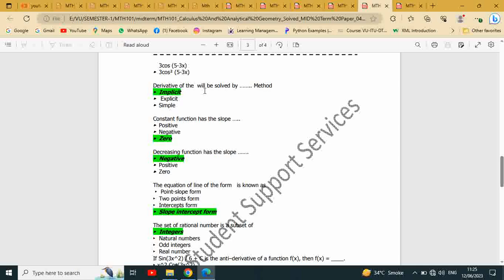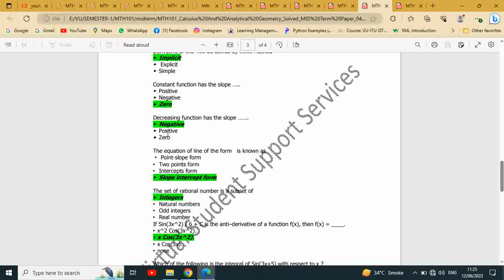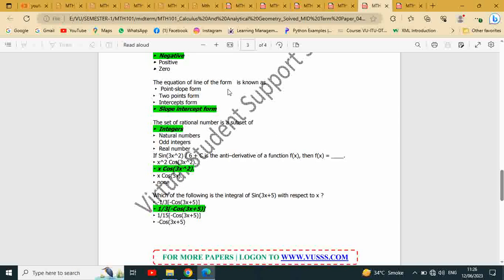The derivative will be solved by the implicit method. A constant function has a slope of 0. A decreasing function has a negative slope. The equation of the line of this form is known as the slope intercept form.